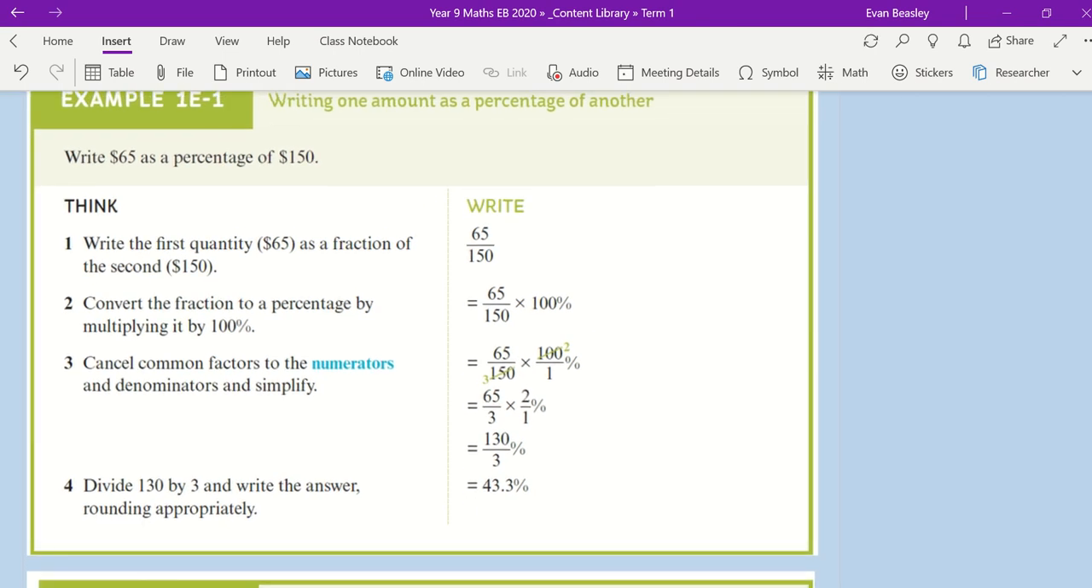So let's write $65 as a percentage of $150. So all we're going to do is think of them as quantities. We're writing our first as a portion of the second. So 65 is our first, that divided by the fraction sign is our portion of the second. So it's 65 over the 150, which is our second.